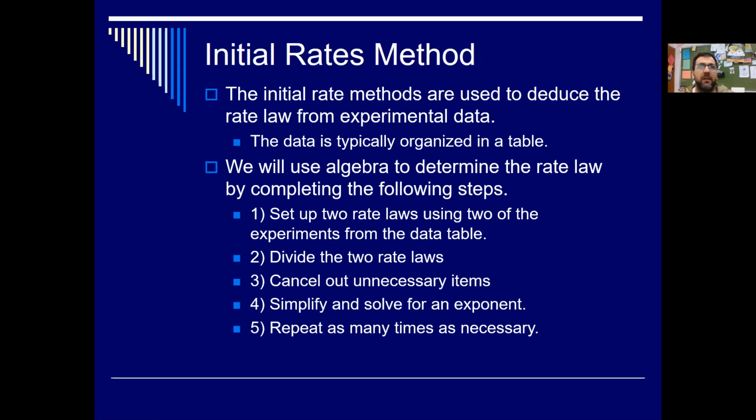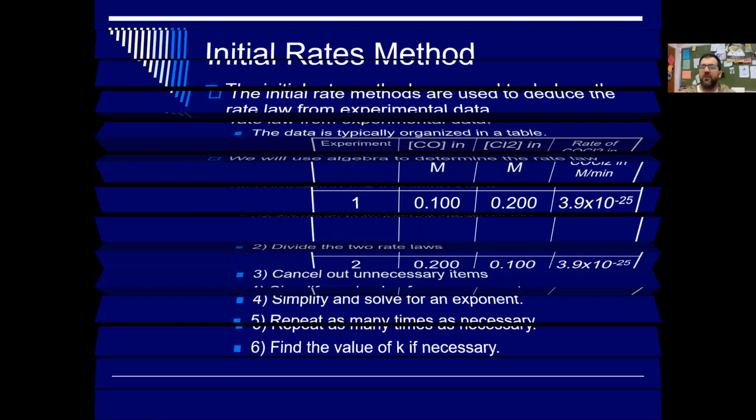This is a necessity. Okay, you're going to cancel things out that appear the same. That way, you can solve for one of the concentrations and then find the exponent of one of those powers. And then you'll simplify and solve for the exponent. And you'll repeat this as many times as necessary. And then you could also be asked to find the value of K. So I know that's a lot, so let's work out an example of this.